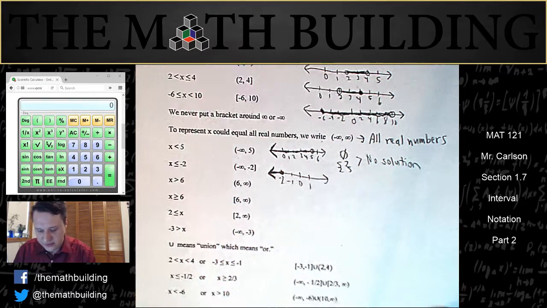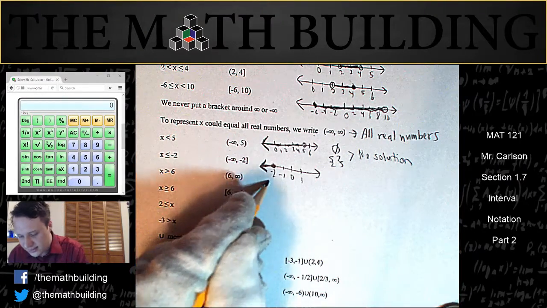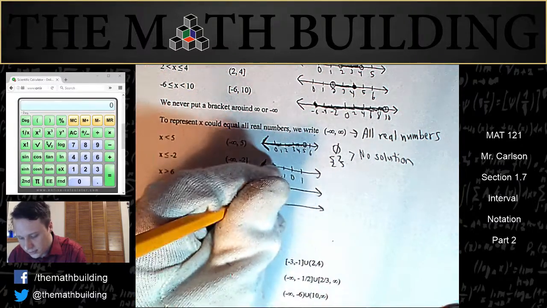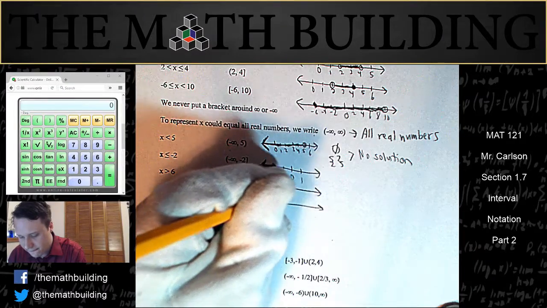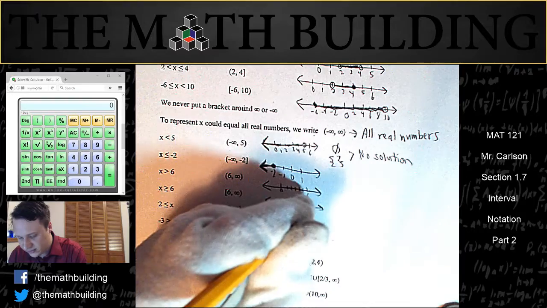Let's quickly do the rest of them. 6 to infinity if x is bigger than 6, or if x is bigger than or equal to 6. That would be the following. Let's just put 0 here. 1, 2, 3, 4, 5, 6.